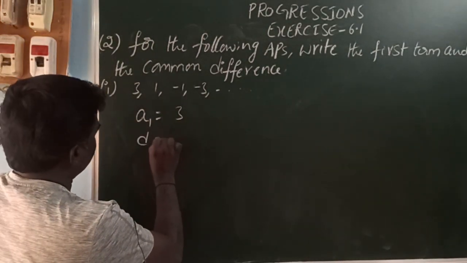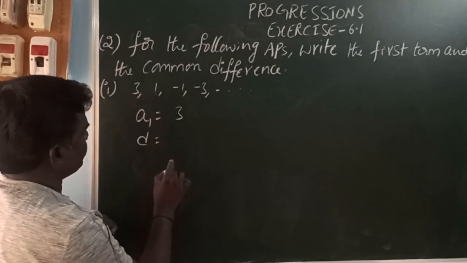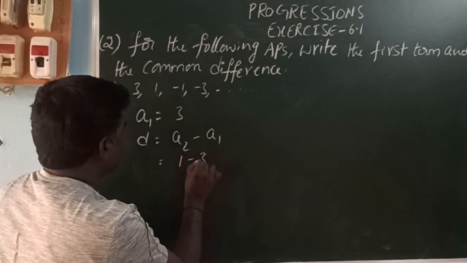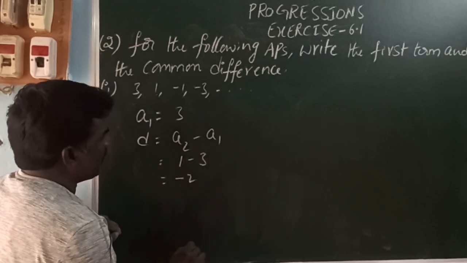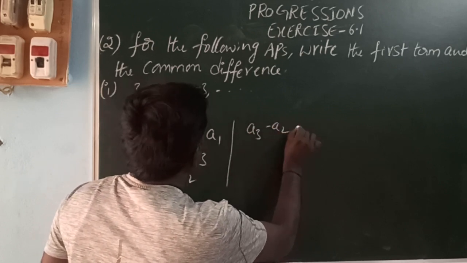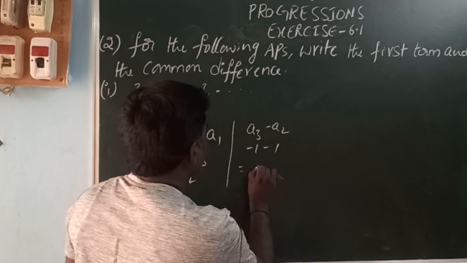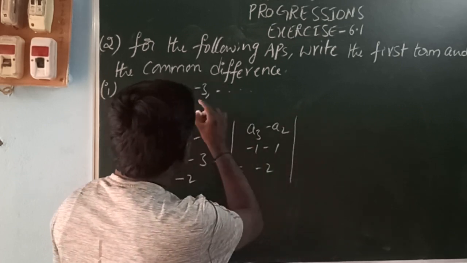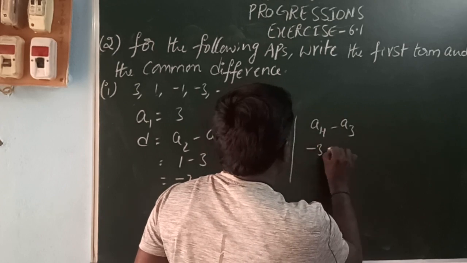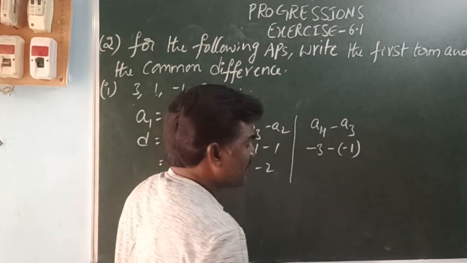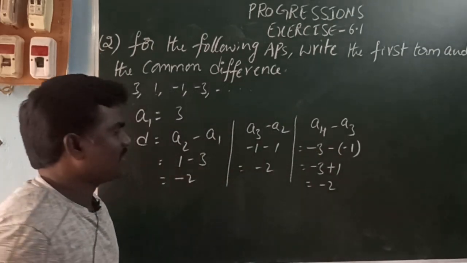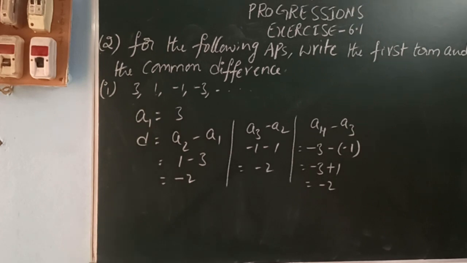So d is equal to, taking the first two consecutive terms, a2 minus a1, that is 1 minus 3. How much is that? Minus 2. Or we can take another common difference, a3 minus a2, that is minus 1 minus 1, that is minus 2. We can take another, a4 minus a3, that is minus 3 minus of minus 1. Minus minus is plus, so minus 3 plus 1, that is minus 2. So the common difference is how much? Minus 2.